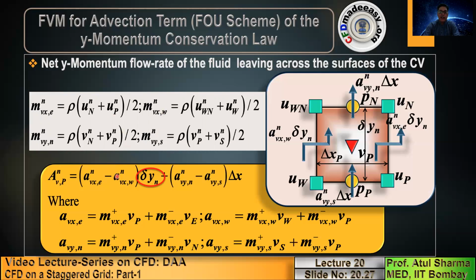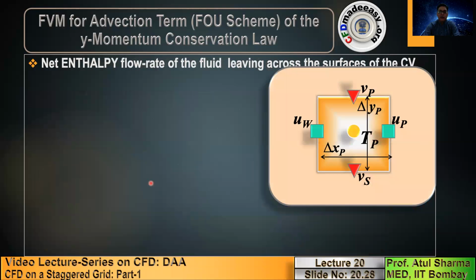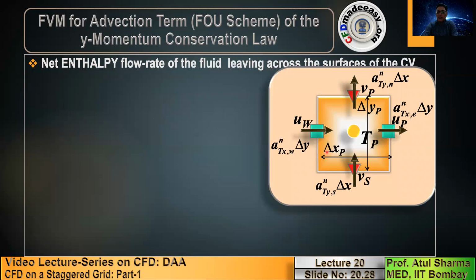Here again, I'm highlighting for a non-uniform Cartesian grid, the width of the control volume that is involved. Now, from x momentum conservation, y momentum conservation, if you consider advection for energy conservation, then you get enthalpy flow rate. In the momentum conservation, it's momentum flow rate. For energy, it's an enthalpy flow rate. So this is the enthalpy flow rate in the vertical direction. This is the enthalpy flow rate in the horizontal direction.